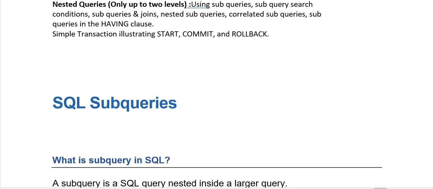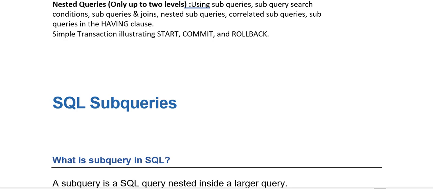Today we are going to see the nested queries. So basically speaking, nested queries consist of subqueries, subqueries with joins, nested subqueries, correlated subqueries, subqueries in the having clause, and then at the end we have some transactions with the help of start, commit, and rollback. So that is all we are going to check today.